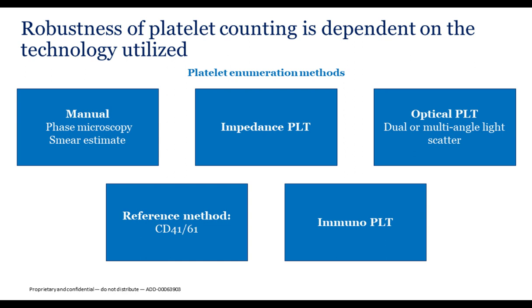The reference method currently by the ICSH, which is the International Council for Standards in Hematology, utilizes the monoclonal approach using CD41 and CD61, testing for the GP3A and GP2B site located on the platelet. And of course, there are single platform approaches using just the immunoplatelet of CD61.